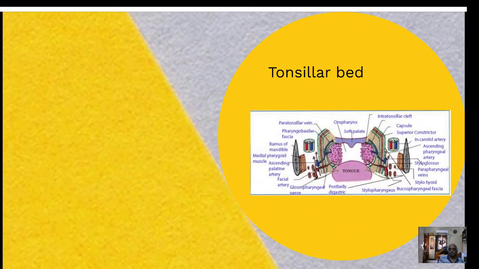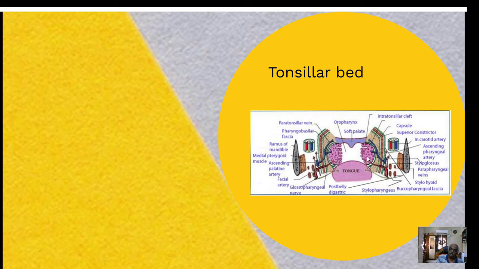The lateral surface of the tonsil is also known as the tonsillar bed. There are vital structures lying in the tonsillar bed. The most important being the pharyngobasilar fascia, the buccopharyngeal fascia, the constrictor muscles of the pharynx, and then the great vessels, namely the internal carotid artery and the internal jugular vein. The great vessels are close to the tonsillar bed.